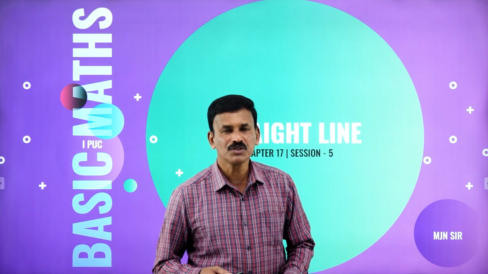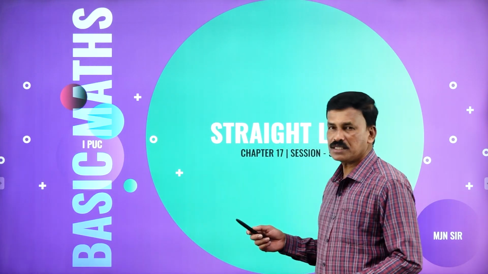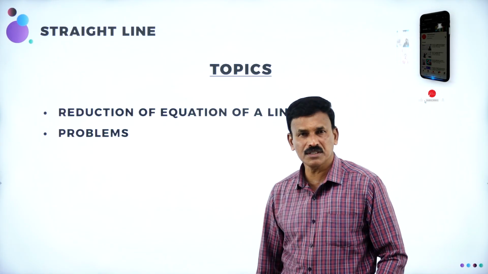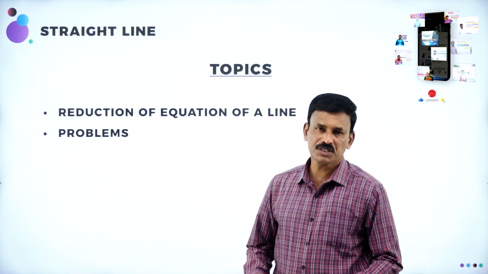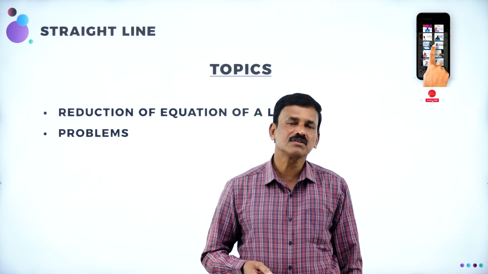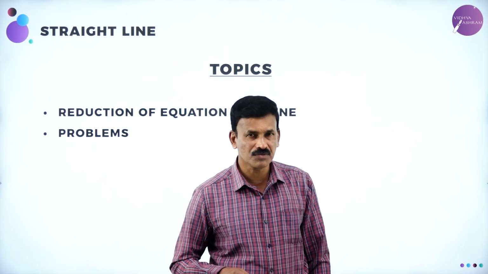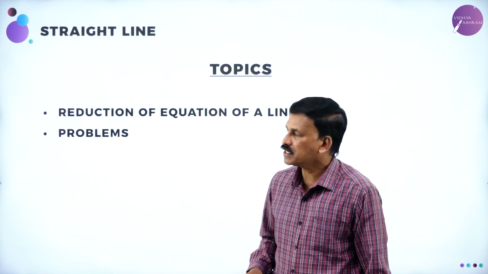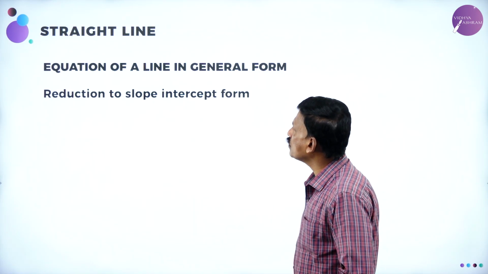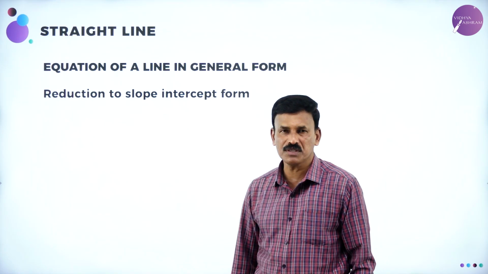Today in this session I am going to discuss very important concepts on straight lines, that is, the reduction of an equation of a line to standard form, the general equation of a straight line, and how to find the slope of a general equation of a straight line, and the problems based on those concepts. Now let us move on to the first, reduction to slope and intercept form of a straight line.